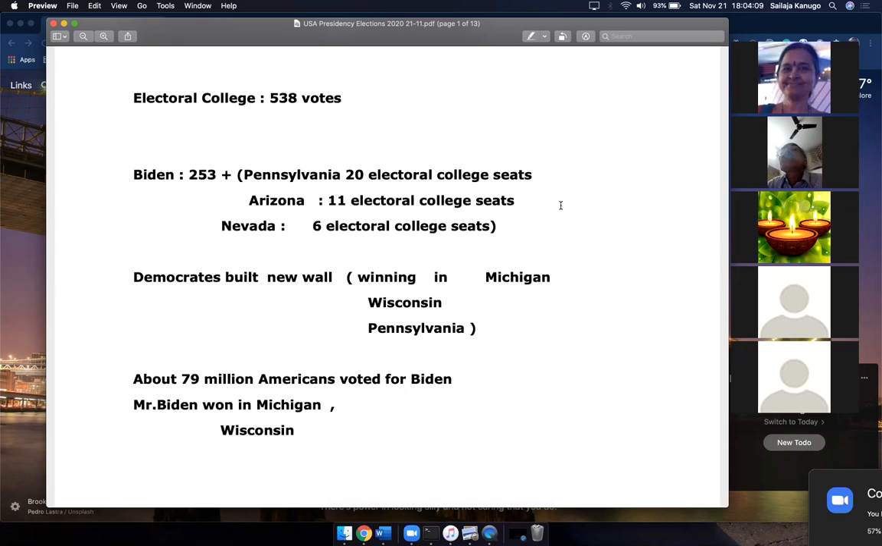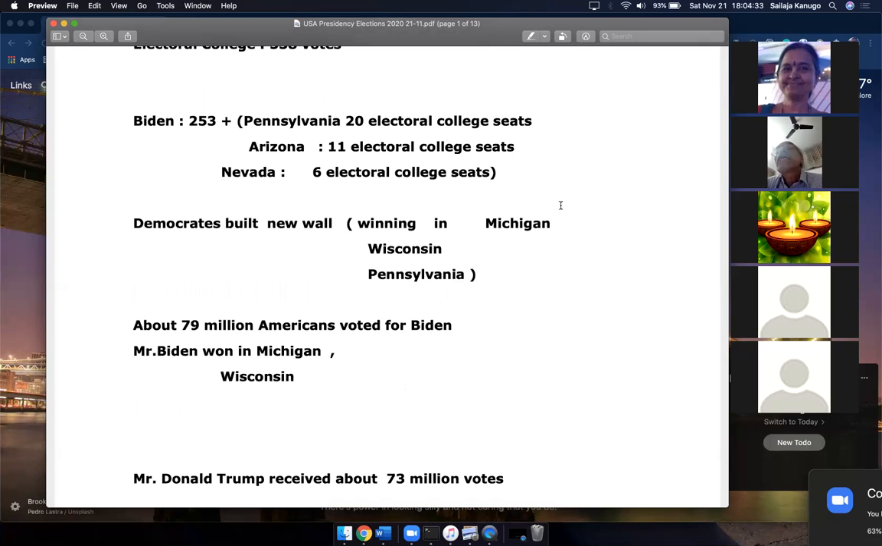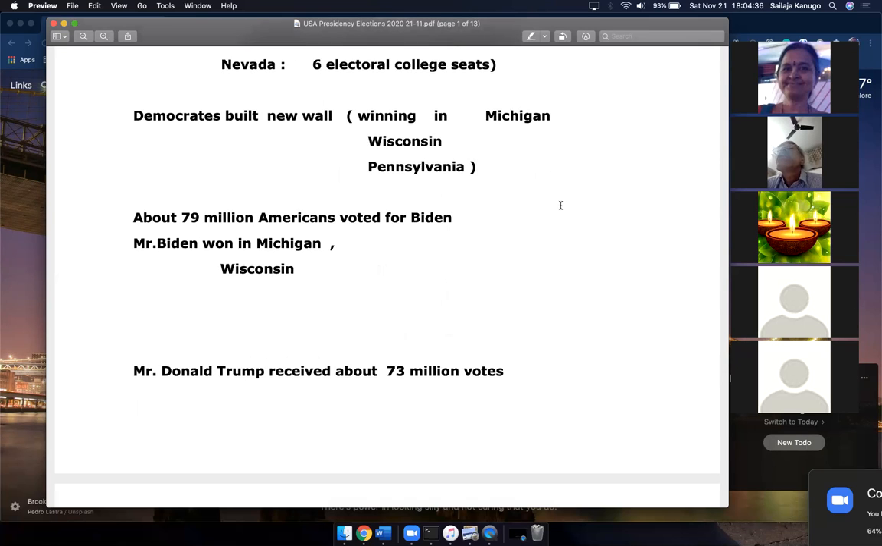As per news, Democrats built a new wall. Democrat Party candidates won in Michigan, Wisconsin, and Pennsylvania. In the newspapers, Democratic Party winning states are colored blue, and Republican Party winning states are colored red. So for presentation purposes, they use blue and red colors. About 79 million Americans voted for Biden. Similarly, about 73 million voters voted for Donald Trump.